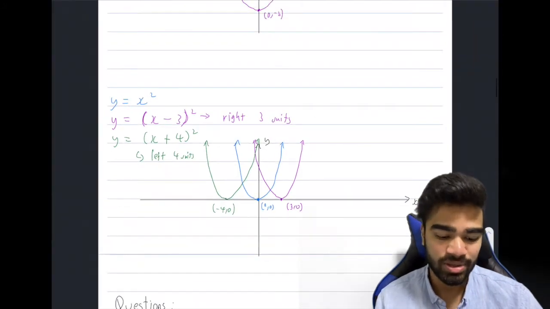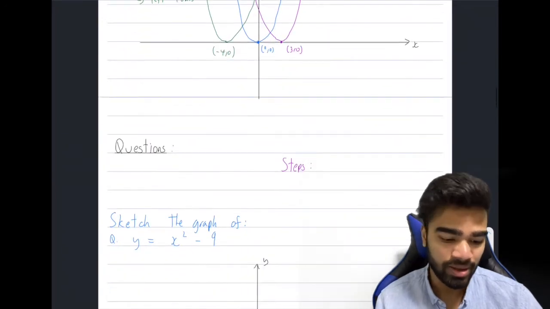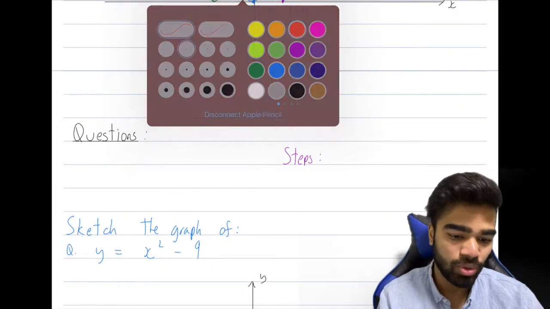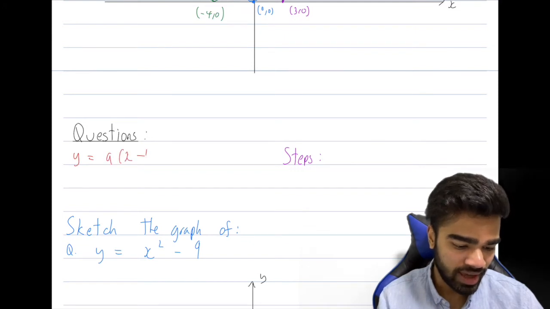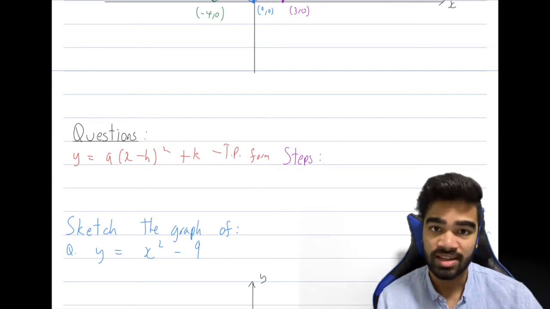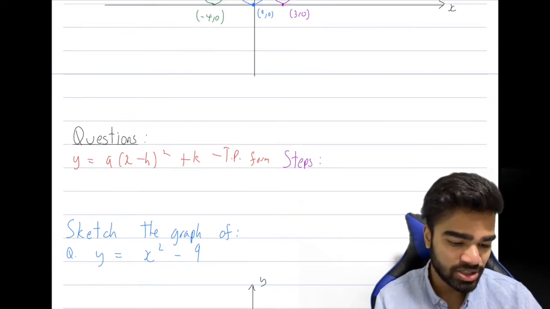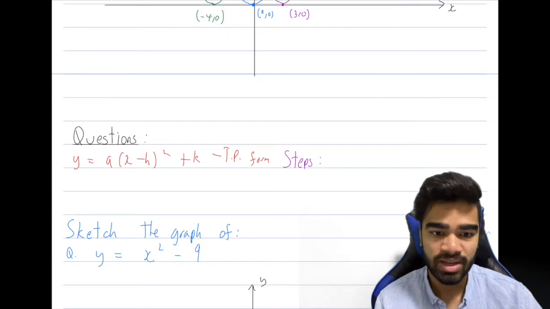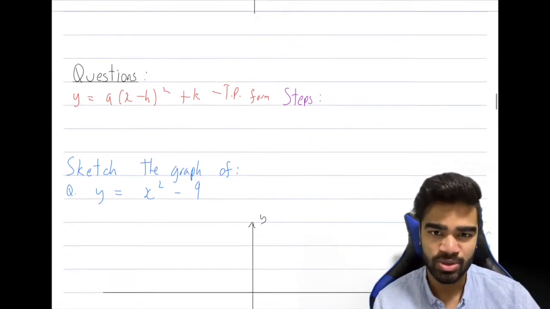So these are all the different ways we can change the basic x squared parabola. All of these parabolas have this equation: y is equal to a(x minus h) squared plus k. This is called the turning point form, TP. There are other forms of parabolas, but in this lesson we're going to learn how to sketch these. The first thing we can get from these graphs is the turning point, and we'll go into more detail as we do more questions.